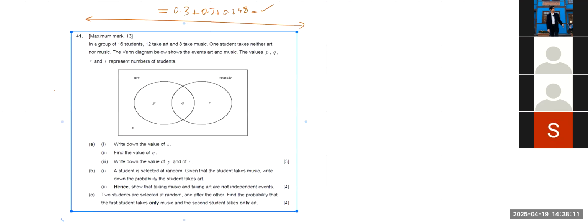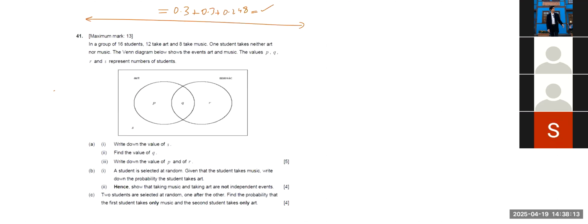So we have a group of 16 students. 12 take art, 8 take music, 1 takes neither. And okay, we need to first start building on from what we know. First things first, I know for a fact that one person takes neither, which means that S must be 1. Right?